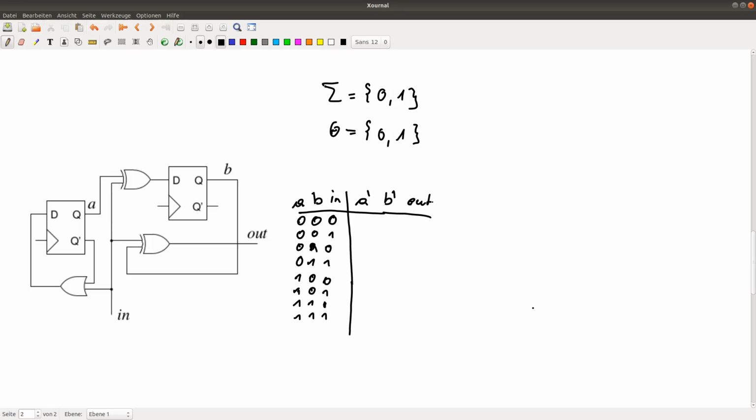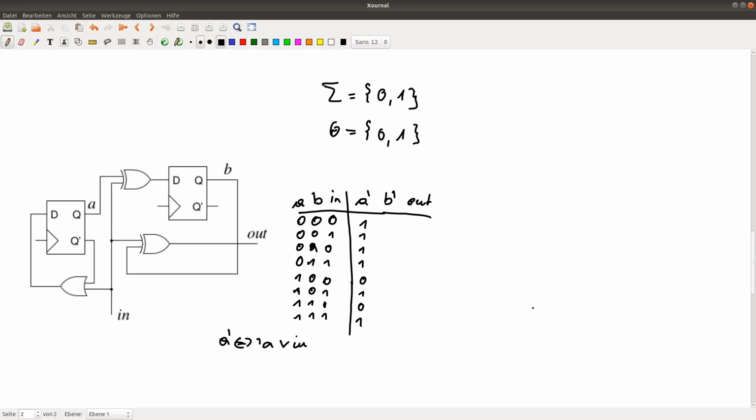Okay, let's have a look at how A prime is defined. A prime is not A or in. So if A is false, then A prime is true, and if in is true, then in the other case A prime is true. So we have this.